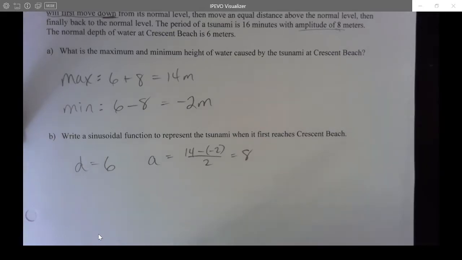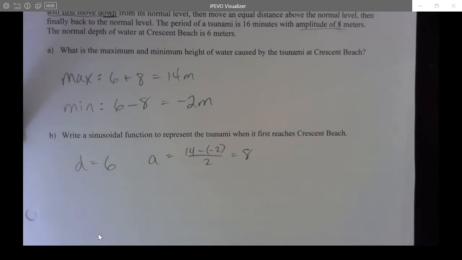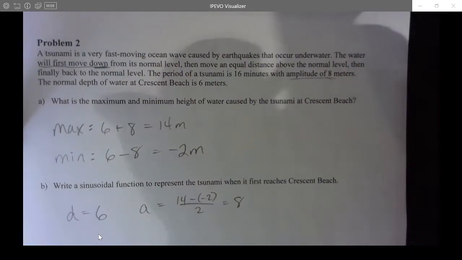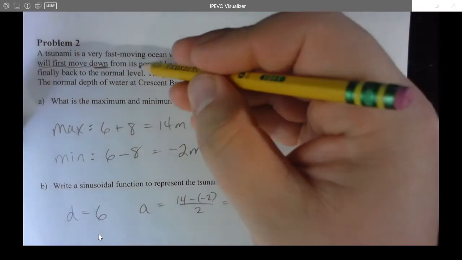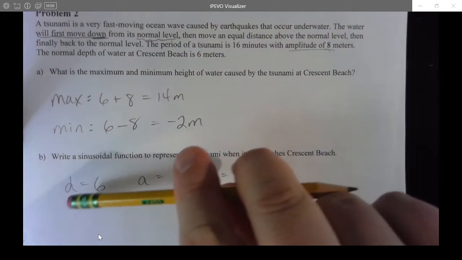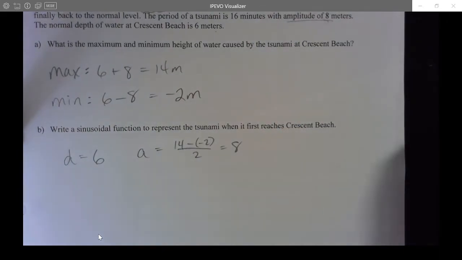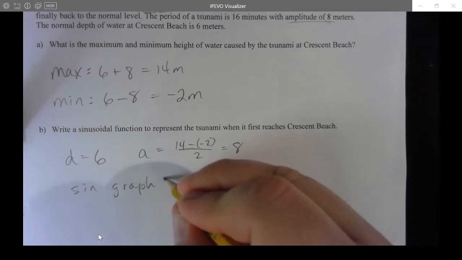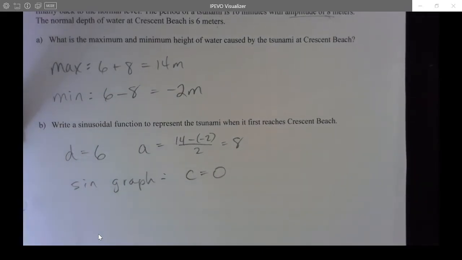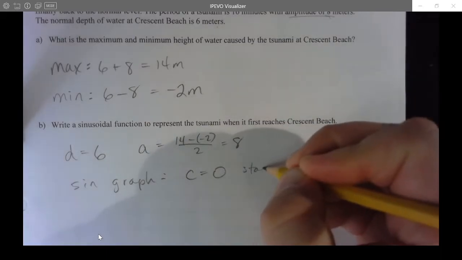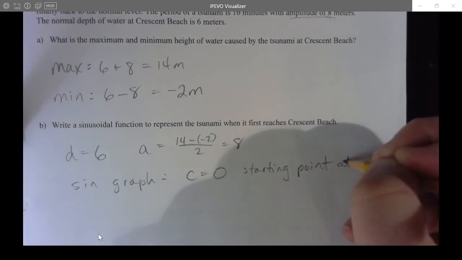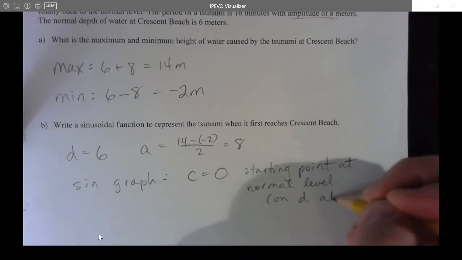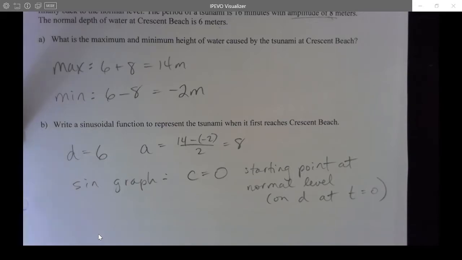Next, we're going to have to kind of make that decision as to what kind of a graph we want. And since the starting point can be thought of as the normal depth level, so it even sort of says the water will first move down from its normal level. So I think of the normal level as the starting point. And if the normal level is, of course, the D, the trig function where its graph starts at D is, I think I'll make it a sine graph. And if I make it a sine graph, then that's very nice. C is 0 because it starts right on its normal level. So I'll even write that in words here. Starting point at normal level on D at time equals 0. So there we go. So we're starting at 0, 0.